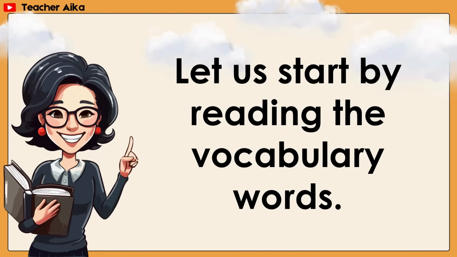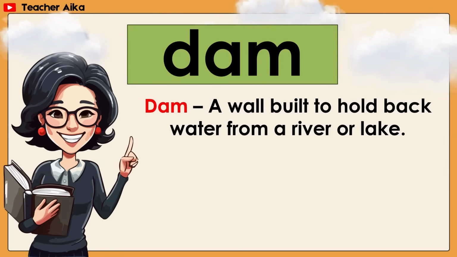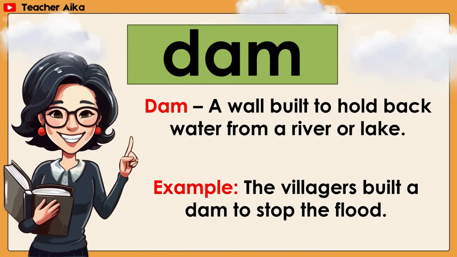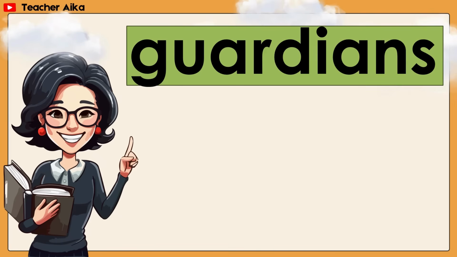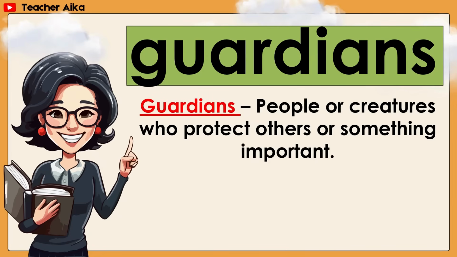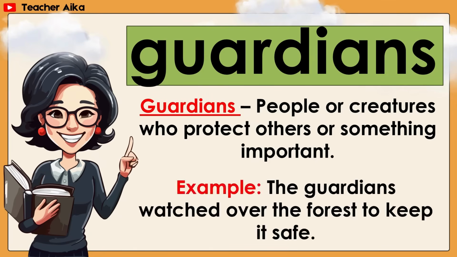Let us start by reading the vocabulary words and their meanings. Dam. Dam is a wall built to hold back water from a river or lake. Example, the villagers built a dam to stop the flood. Guardians. People or creatures who protect others or something important. Example, the guardians watched over the forest to keep it safe.